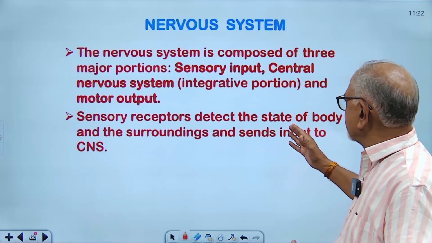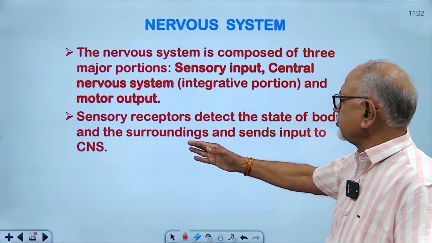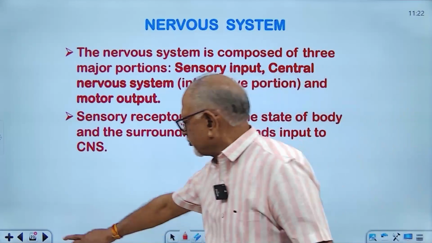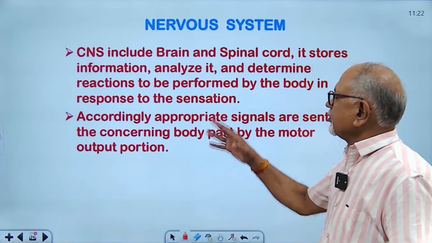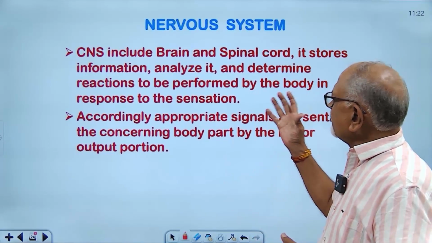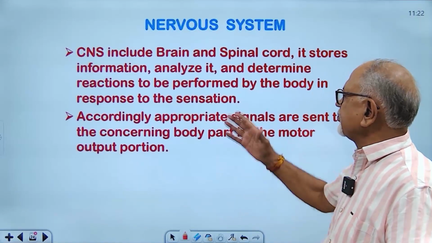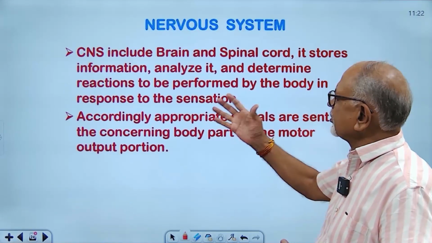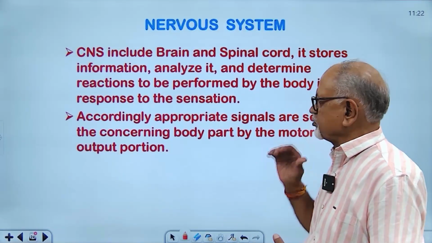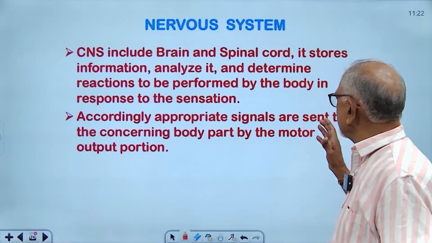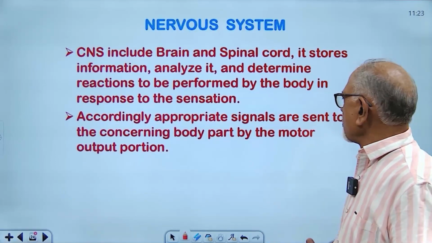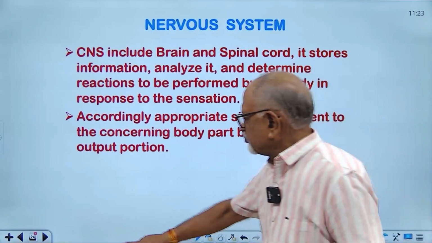Sensory receptors detect the state of the body and the surroundings and send the input to the CNS. The CNS includes the brain and spinal cord. The information is sent to the CNS, it is analyzed, it determines the reaction to be performed by the body organs, and the response is sent. Accordingly, appropriate signals are sent to the concerned body part, and the function is done there.